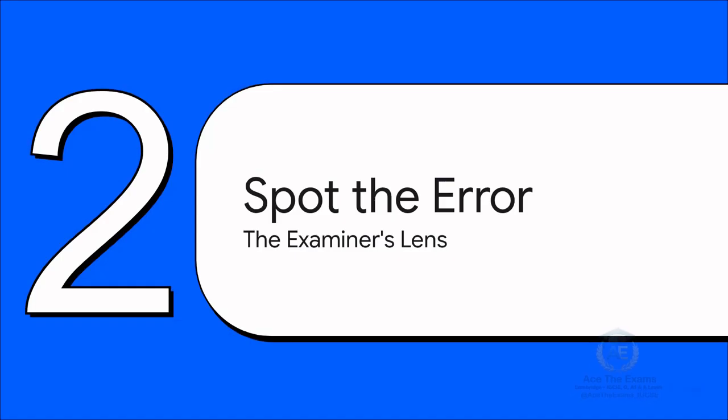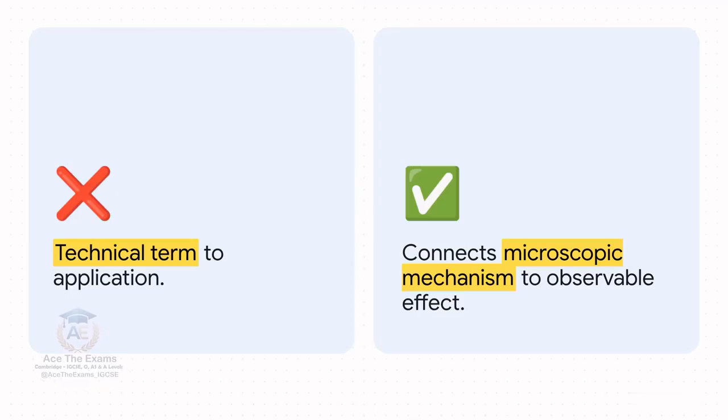Section 2. Spot the error. The examiner's lens. Let's see how this builds in a real exam context. We're going to look through the examiner's lens at a side-by-side analysis of 2 actual exam outputs, and I want you to try and spot the flaw before I point it out.